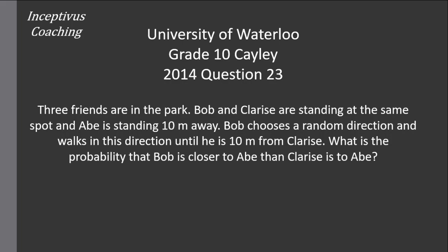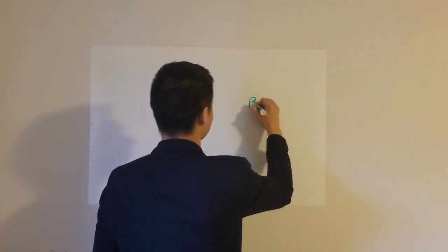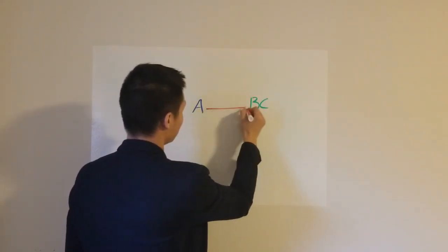B chooses a random direction and walks in this direction until he is 10 meters from C. What is the probability that B is closer to A than C is to A? So let's start out by understanding what the question is really asking, and we do this by drawing it out. So we have two groups of friends, right? A is alone by himself, and B, C, they are together. See it right here, right? And I know that the distance between the two is 10 meters.